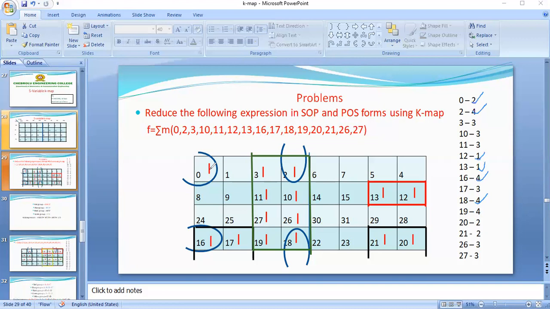After that, I'm considering the minterm 20. So where is the minterm 20? Here is the minterm 20. With this 20, we can group 4 cells. See here, 20, 21, and in the same places, we have 16 and 17. So we can group these 4 cells.